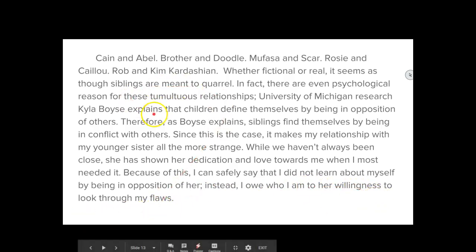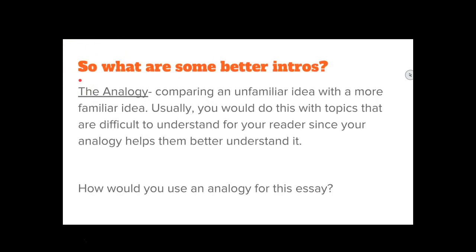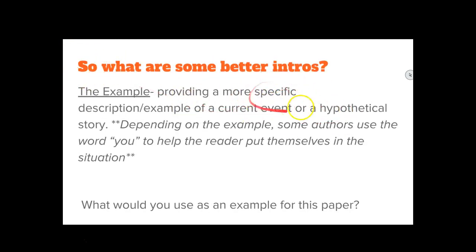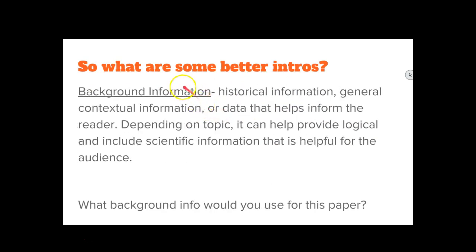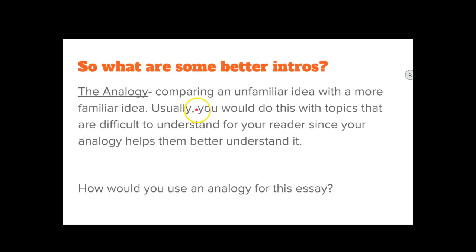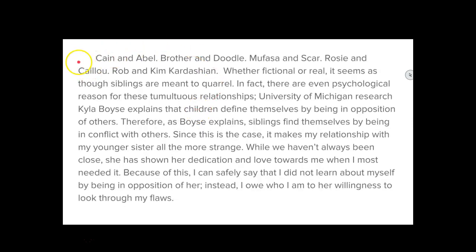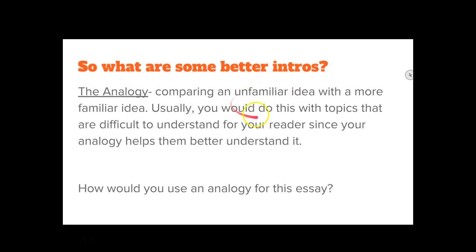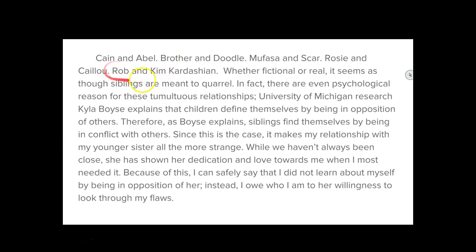So if you take a look at what I do, you'll notice that I do this kind of list, and so you can see this as a little bit of examples, or potentially even a little bit of background information. So I provide some comparisons. I wouldn't necessarily call it an analogy, simply because I am talking about sibling relationships. All of these are examples of sibling relationships, so I wouldn't call it an analogy because they are not unlike. But I definitely see that I've cited the University of Michigan to help provide some background.